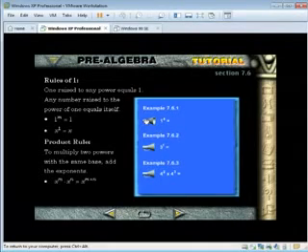Product rule. To multiply two powers with the same base, add the exponents. x raised to the power of m times x raised to the power n equals x raised to the power m plus n. 1 raised to the power of 4 equals 1 times 1 times 1 times 1 equals 1. 3 raised to the first power equals 3.